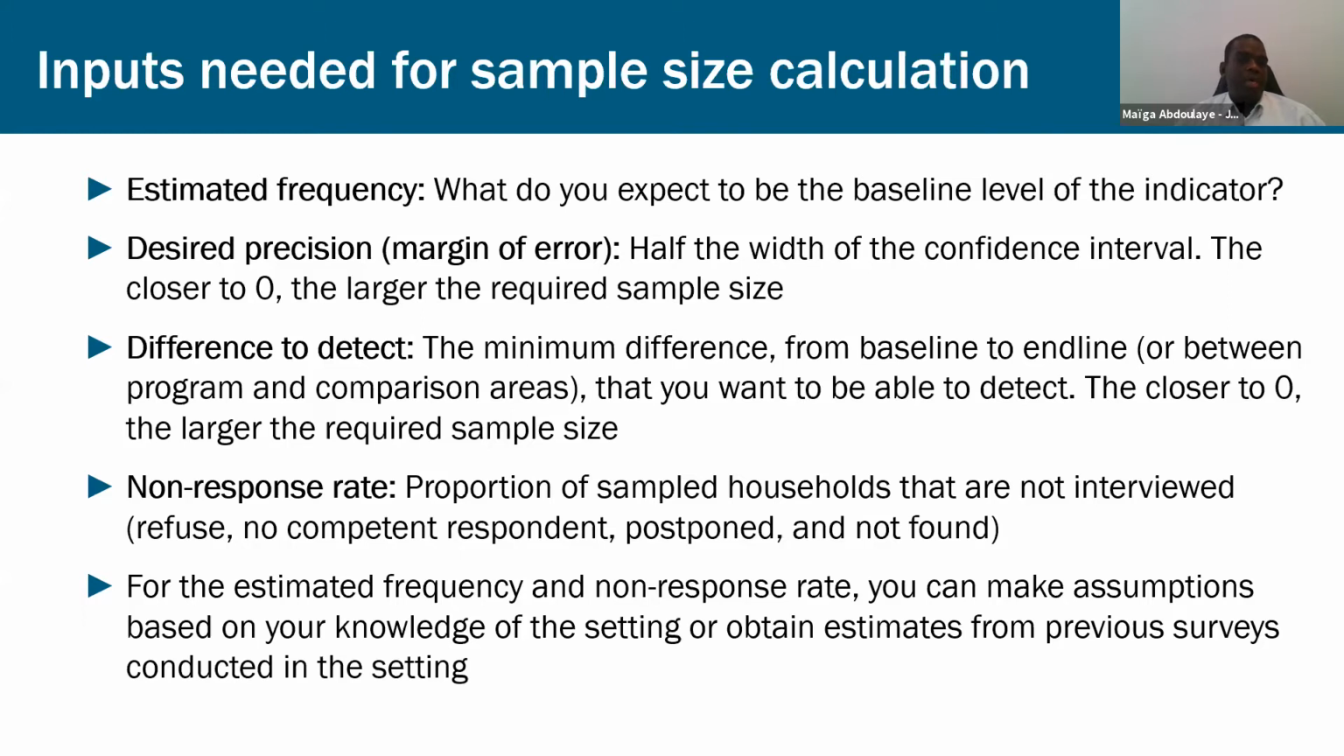The non-response rate is the proportion of sampled households that we are not able to interview for different reasons, for instance refusal, households we weren't able to find, interviews postponed, or no competent respondents at the household. These are used to see what the response rate is. And for the estimated frequency and non-response rate, we are able to obtain those estimates from previous surveys. This is something we are going to talk about later.